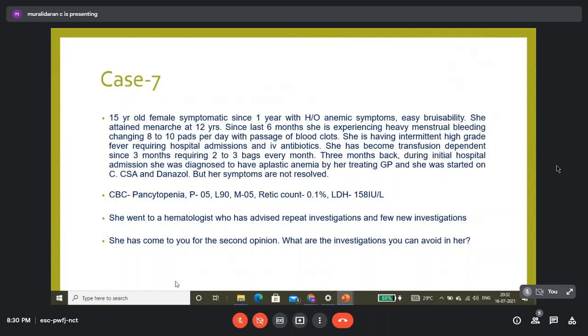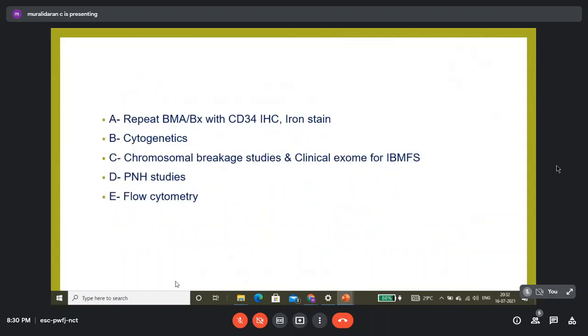So what can you avoid in her? Will you repeat a bone marrow aspiration and biopsy with CD34 immunostain, iron stain, cytogenetics? Will you do chromosomal breakage studies, PNH studies, flow cytometry? Which of the following can you avoid?